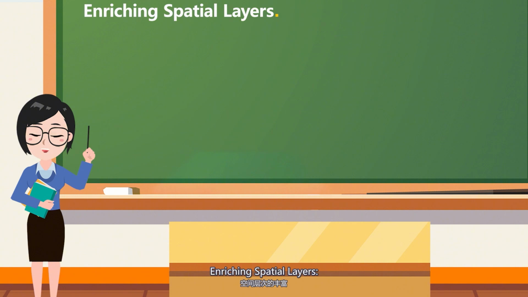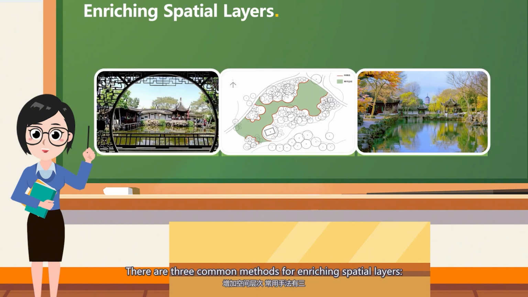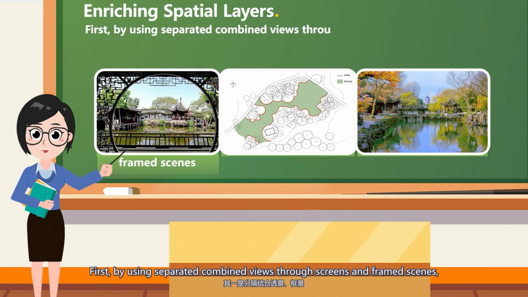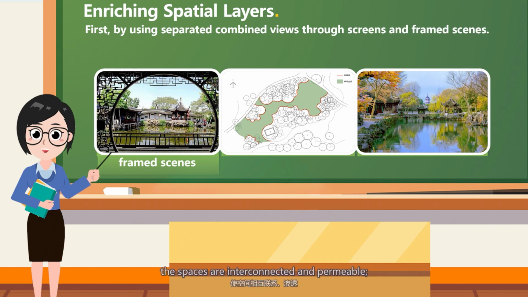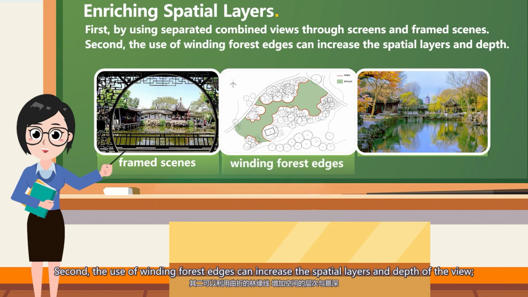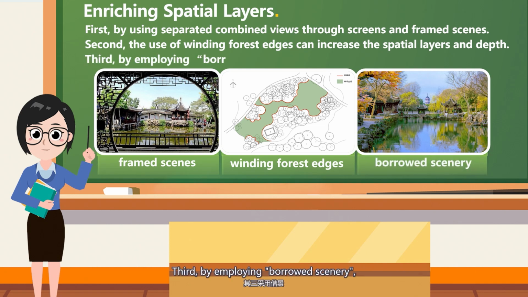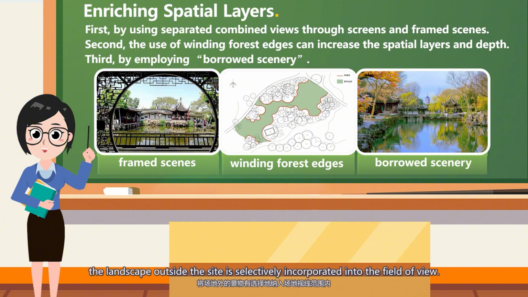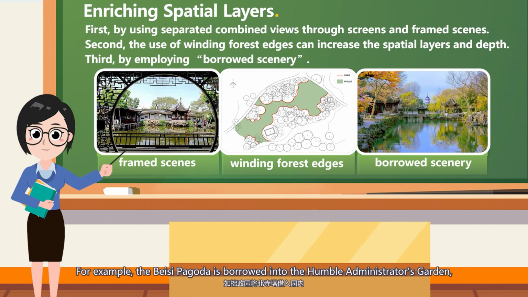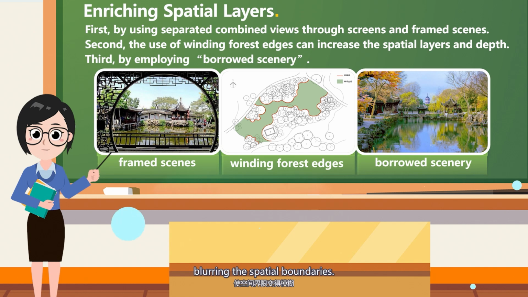Enriching spatial layers. There are 3 common methods for enriching spatial layers. First, by using separated combined views through screens and framed scenes, the spaces are interconnected and permeable. Second, the use of winding forest edges can increase the spatial layers and depth of the view. Third, by employing borrowed scenery, the landscape outside the site is selectively incorporated into the field of view. For example, the Bei Si Pagoda is borrowed into the Humble Administrator's Garden, blurring the spatial boundaries.